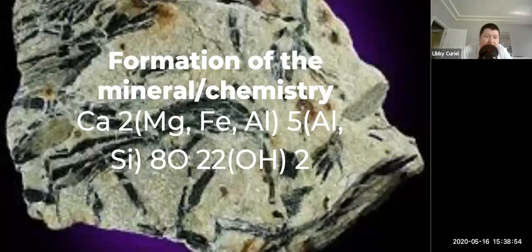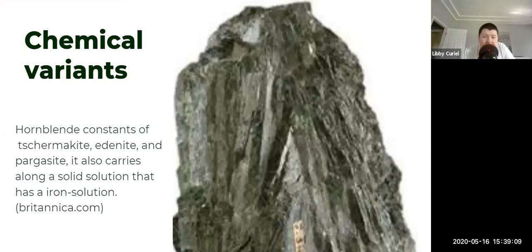Of course, the formation of the mineral, Ca2(Mg,Fe,Al)5(Al,Si)8O22(OH)2, of course. In the chemical variants, hornblende consists of yttrium, adenite, and got it.